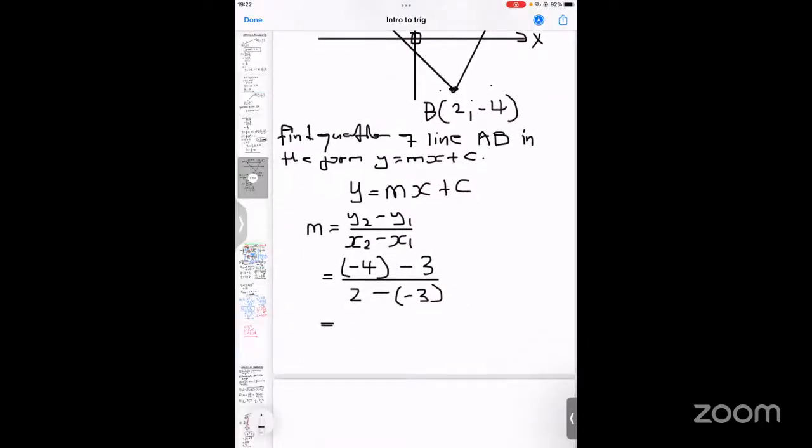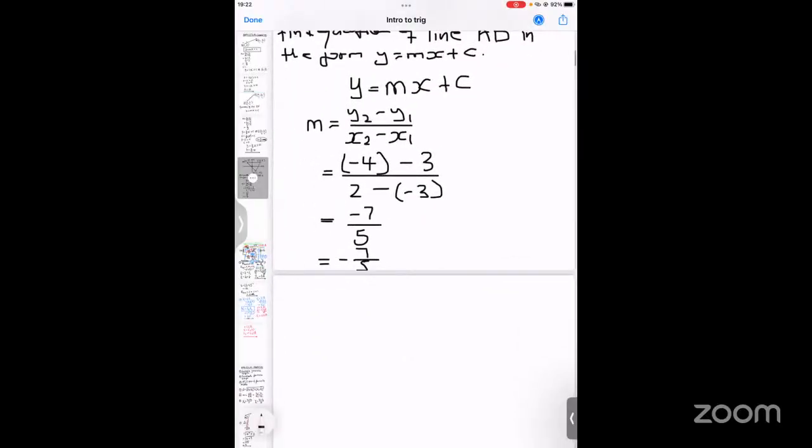Now it becomes easier, because in the numerator you have -7 and in the denominator you have +5. So this is still the same even if you put the negative over that, meaning -7/5. It is still the same thing. Now that I've calculated my m, I can go ahead and substitute it.